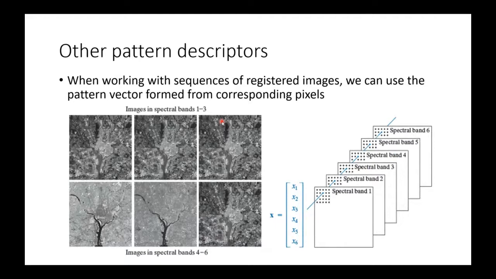When working with sequences of registered images, we can use the corresponding pixels as patterns. Remember what we talked about with respect to PCA last week. With PCA we created these vectors. I didn't call them pattern vectors because at that time we were interested in using PCA as a feature descriptor. Now, the same thing that we did last week with principal component analysis, we can use the same input as pattern vectors.